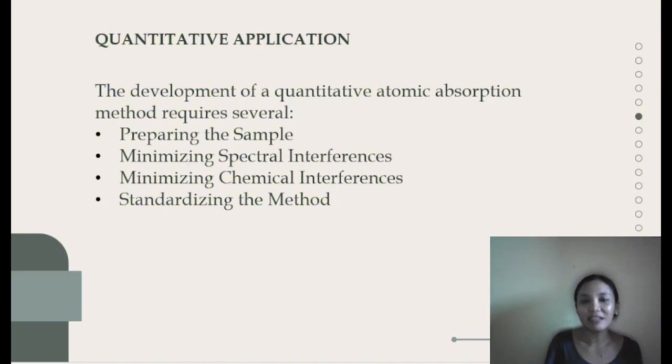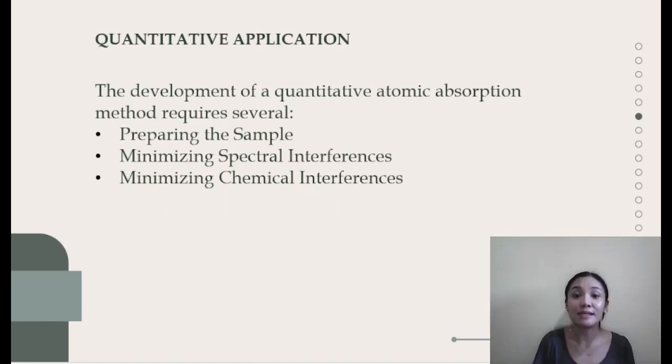Next, chemical interferences. That's, of course, during atomization. The most common chemical interference is the formation of non-volatile compounds. Now, how are we able to minimize chemical interferences? First is the utilization of flame atomization, especially when we are going to increase the temperature of the atomization method. Another approach that we can use to minimize chemical interferences is the application of a releasing agent and a protecting agent.